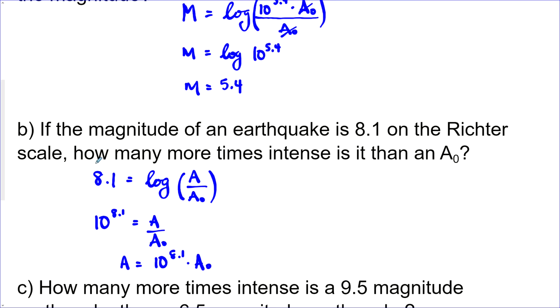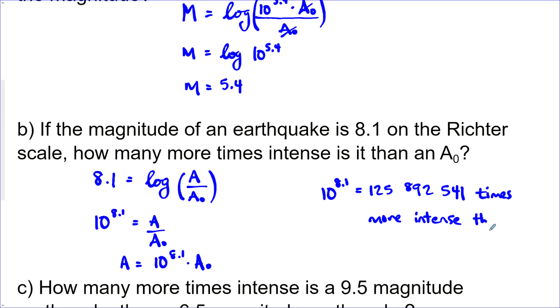Now, the question says, how many more times intense is it than A0? And here it's set up as this many times more intense than A0. So we actually just need to figure out what this is. So 10 to the power of 8.1 is equal to 125 million 892,541 times more intense than A naught.